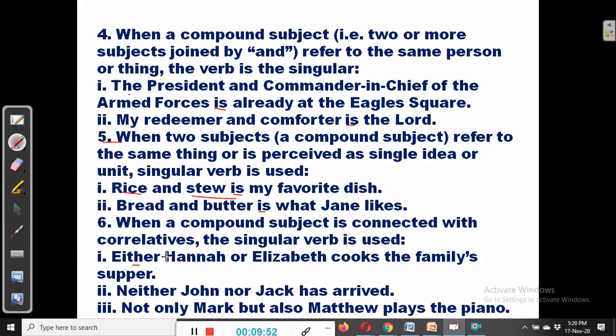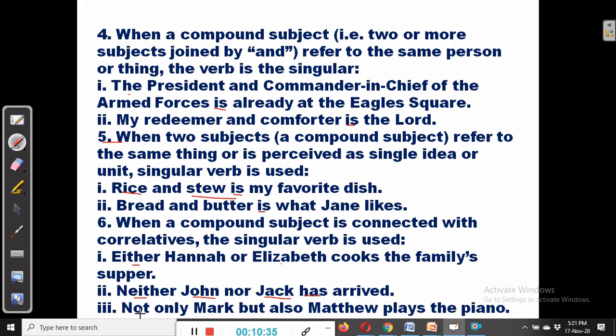Because of the use of correlatives, it is just perceived as a singular subject, because the two are not cooking the family meals. It has to be one person who will do it, and that gives us a singular subject. Then the second example: Neither John nor Jack has arrived. You see, because of the use of "neither" here, we are looking at John or Jack, and it is just one of them, and so it has to take a singular verb. Neither John nor Jack has arrived.